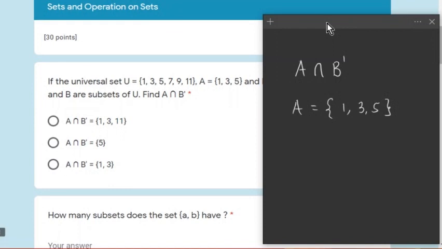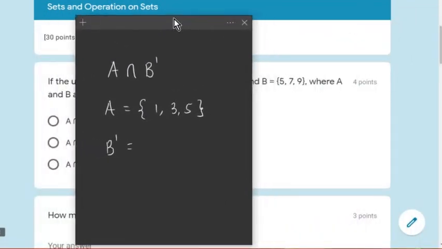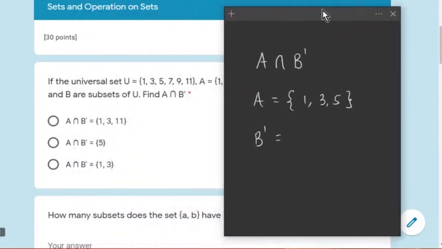The members of B complement are the members in the universal set that cannot be found in B. The members of B are 5, 7, and 9. So I want all the members in the universal set except 5, 7, and 9. When I check the universal set, I have 1, I have 3, I don't want the 5, 7, and 9, and then I have 11. These are members in the universal set that are not in B. That is what we refer to as B complement.